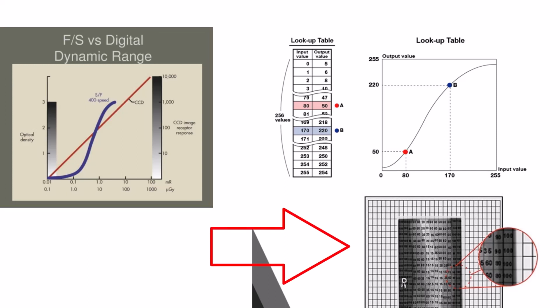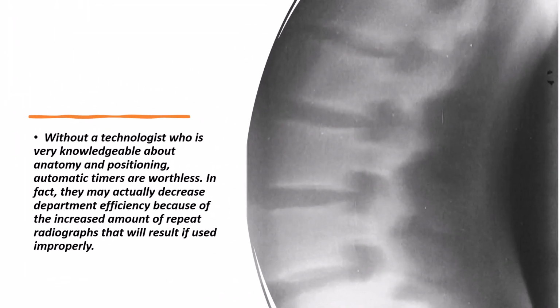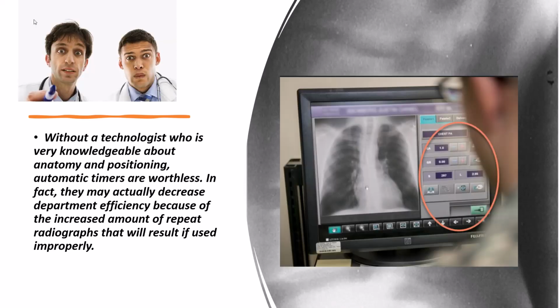Unlike photographic processing, digital imaging requires the mapping of thousands of shades of gray onto a digital matrix, which can be viewed on an imaging monitor. Without a radiographer who is very knowledgeable about anatomy and positioning, automatic timers are worthless. In fact, they may actually decrease department efficiency because of the increased amount of repeat radiographs that will result if used improperly. If you understand anatomical programming and automatic exposure control, things are great, but when you don't, you have a problem.